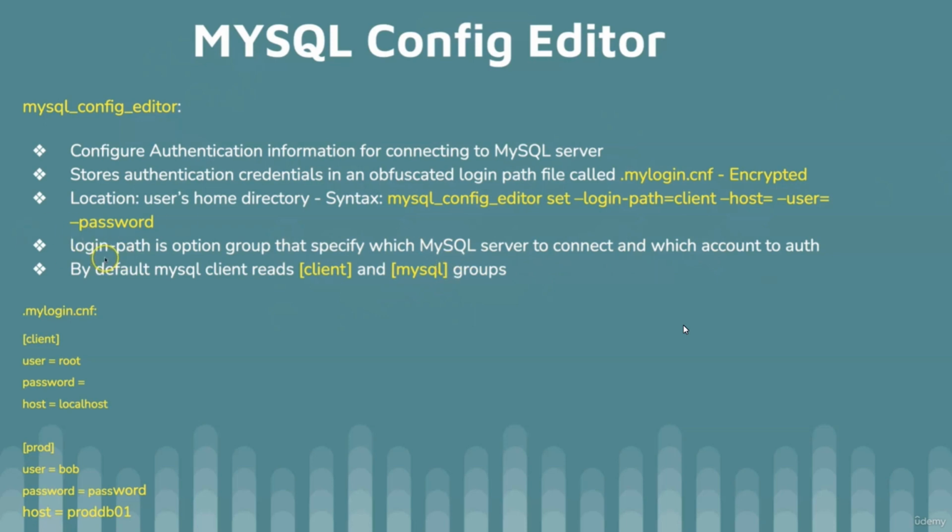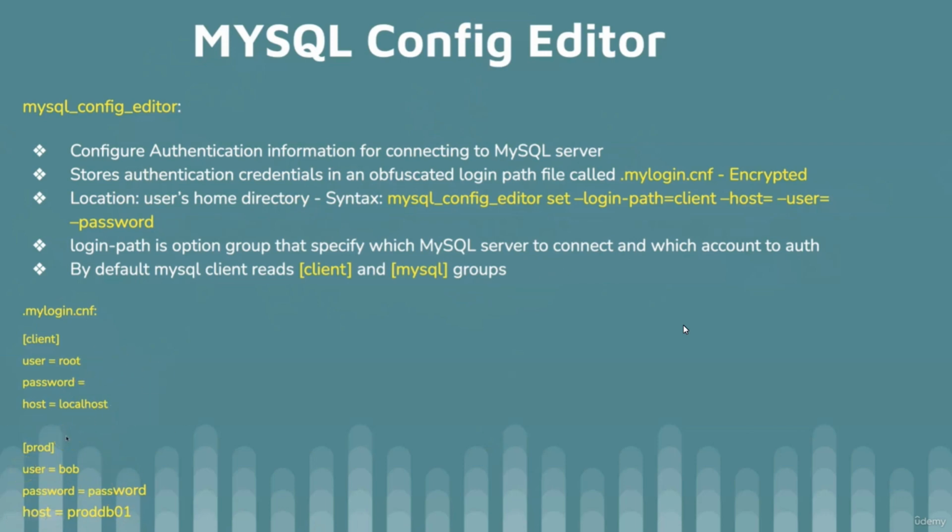It is very important to understand why I have used the login path client here. I said that these are option groups. The login path is an option group that specifies which MySQL server to connect to and which account to authorize. So this is an example of a .mylogin.cnf file with two option groups. One is called client, another is called prod. The prod group has a different host to connect to and a different user to authenticate. Since this is an encrypted file, we are not able to read it, including the password. I'm just showing you here as an example.